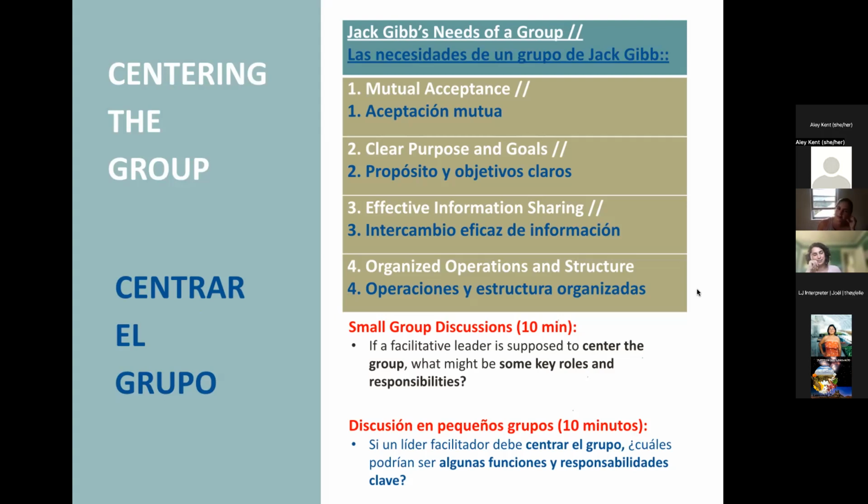Yeah, it's interesting. I hadn't really heard the 4 needs framework. It seems like there would be other things that are not covered, but I like the framework, the mutual acceptance. It was intriguing that so many people said what's missing is organized operations and structure. I was a little surprised by that, but it's nice that everyone feels a lot of mutual acceptance in this space.